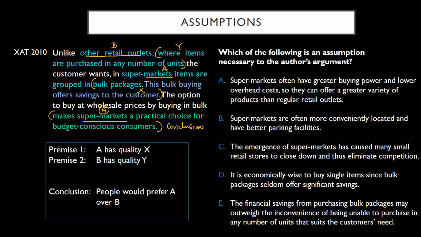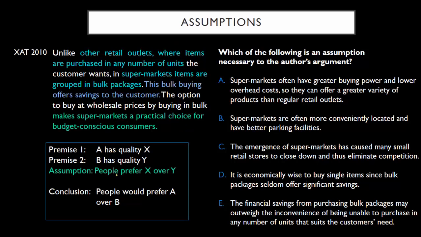So what is assumed in this particular case, ladies and gentlemen, would be that people will prefer X over Y. That means in this case, in other retail outlets you can purchase any number of units, in supermarkets there is savings, but for this argument to make sense, what is necessary is the fact that for people, savings is more important than purchasing in any number of units.